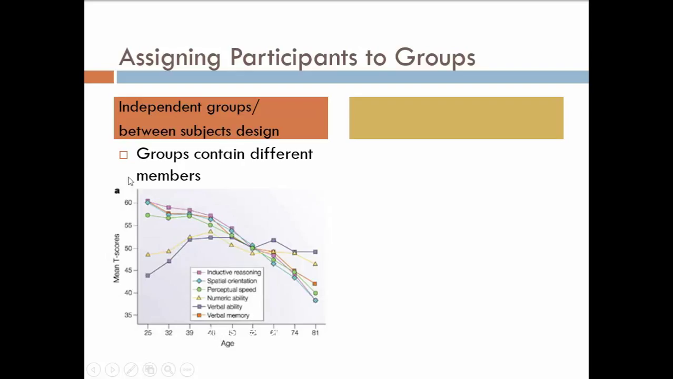Okay, on the y-axis we again have the dependent variable, which is going to be their t-scores on all these different cognitive tests. So we've got inductive reasoning, spatial orientation, perceptual speed, numeric ability, and verbal memory. And so what they've done is they've graphed out the average score for each age group. The one that I'm following right now is verbal ability. Okay. Verbal ability and numeric ability seem to be pretty stable across the lifespan.